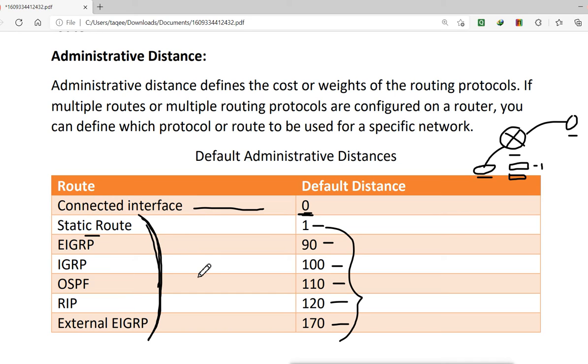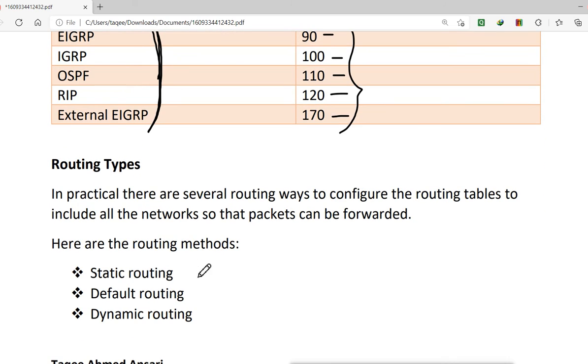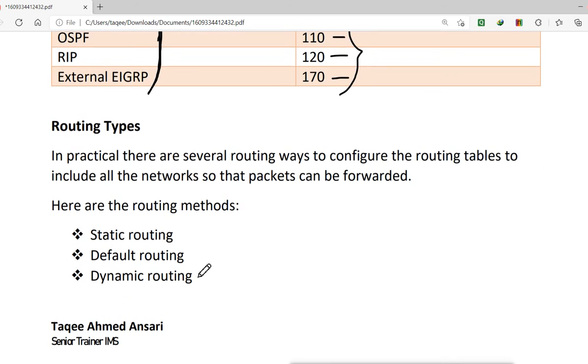Now what are these different types of routing? First we see that. So these are the different types of routing we have. In practice, there are several ways to configure the routing table to include all the networks so that packets can be forwarded. But here are some methods. So first is what? Static routing. Then we have default routing and also we have dynamic routing.